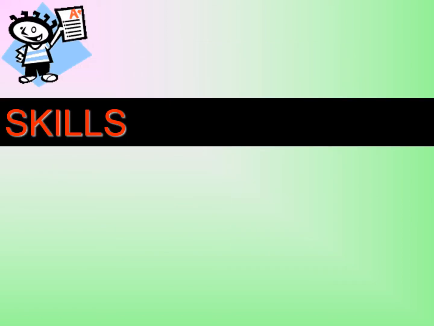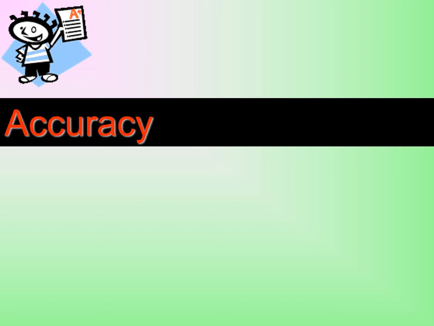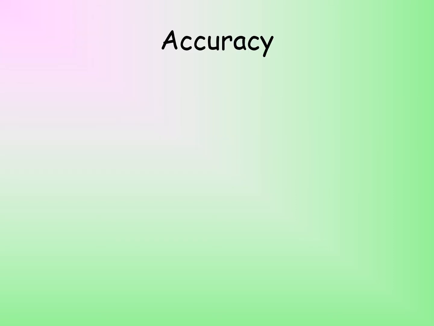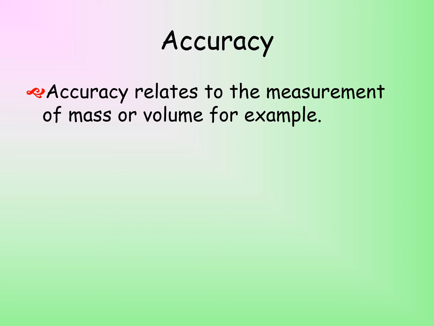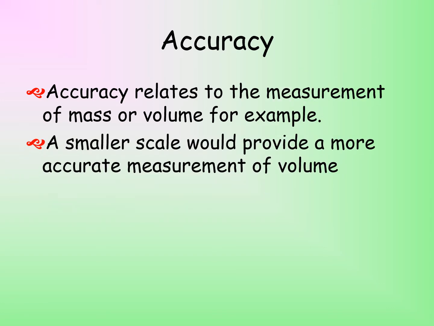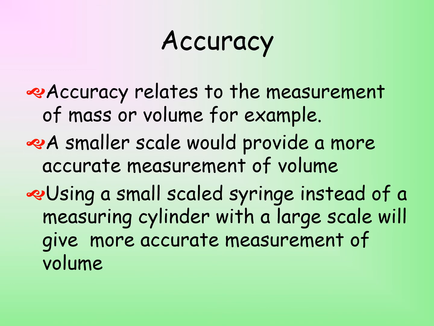Okay folks, we're going to have a look at some of the photosynthesis skills that you're going to need to be able to do. So accuracy. Now, accuracy relates to the measurement of mass or volume, for example. So it's about a measurement. A smaller scale would provide a more accurate measurement of volume. Using a small scale syringe instead of a measuring cylinder with a large scale will give a more accurate measurement of volume. So it's all about the apparatus you use to get your measurement.